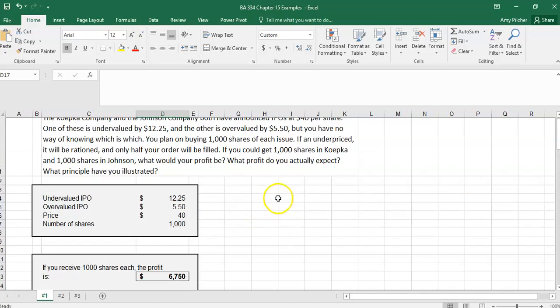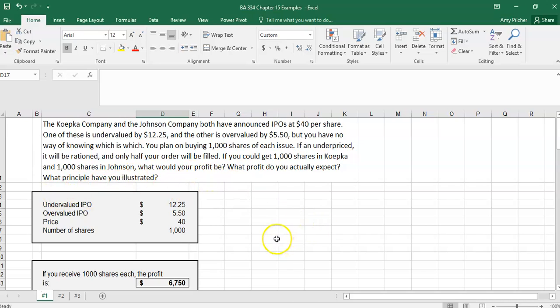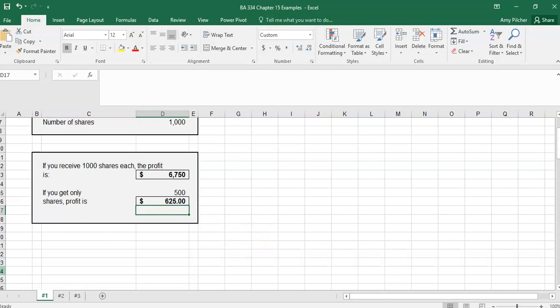So the principle that this illustrates is called the winner's curse, meaning that it's easier to win the overvalued shares because if people realize they're overvalued, fewer people will bid on them. If people know that they're undervalued, more people will bid on them. So often the undervalued shares get rationed and you don't get all of your shares, whereas with the overvalued shares, you would get all of them. So the principle is called the winner's curse.